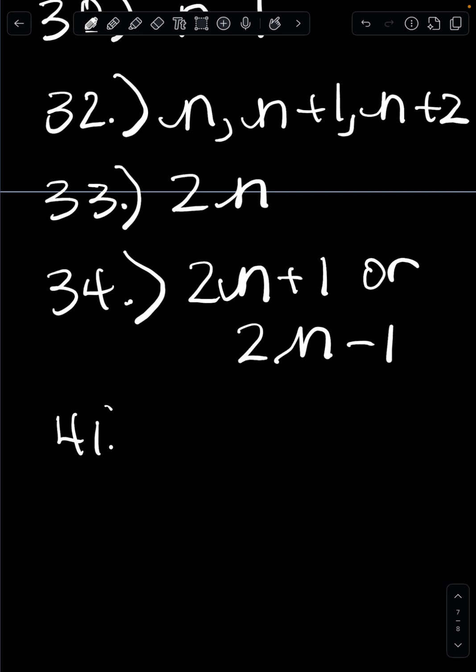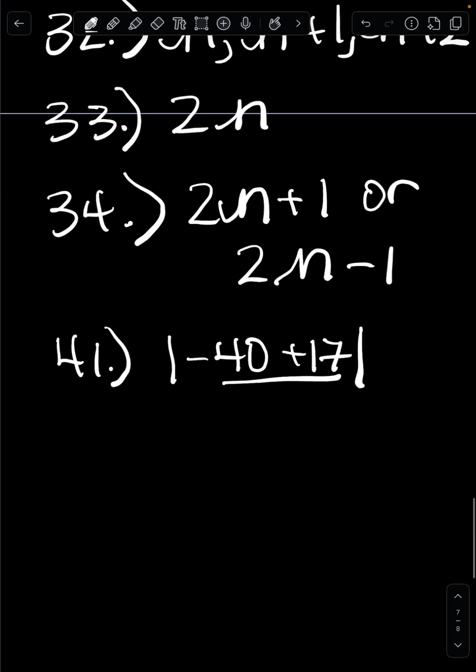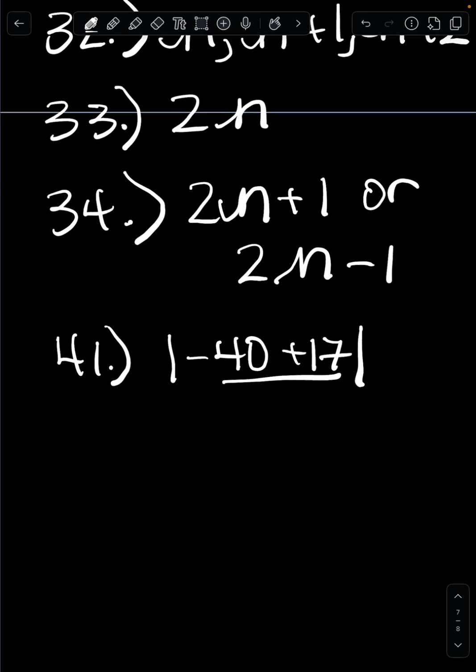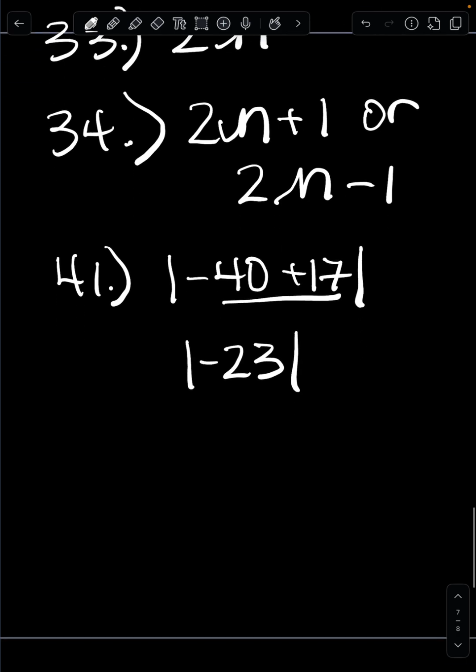Okay, number 41 is evaluate each expression. The absolute value of negative 40 plus 17. So inside the absolute value, we've got to do the difference because the signs are different. That's going to get us a 23. It is negative because the 40 is larger. Absolute value of negative 23 is 23. Number 42.